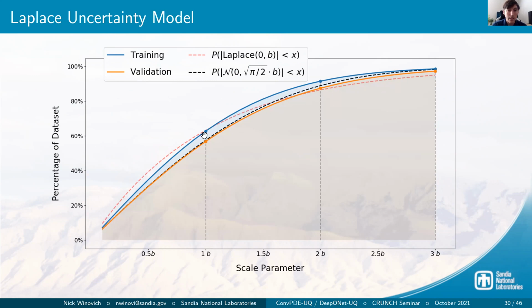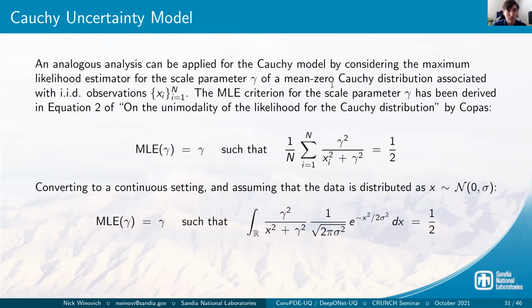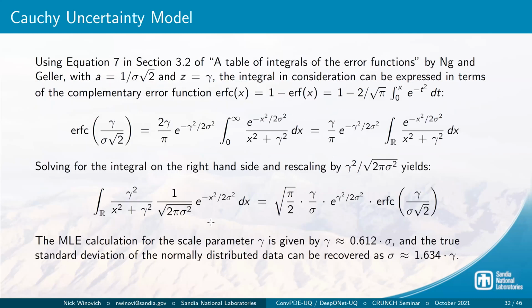But the problem is the true data, the blue and the orange, are not distributed as a Laplace. So we need to readjust or rescale. If we rescale by that maximum likelihood estimator, we actually get this black curve, which coincides right in between the training and validation data. This same procedure can be shown in the context of the Cauchy model. You have to do a little bit of optimization just to get the estimate.